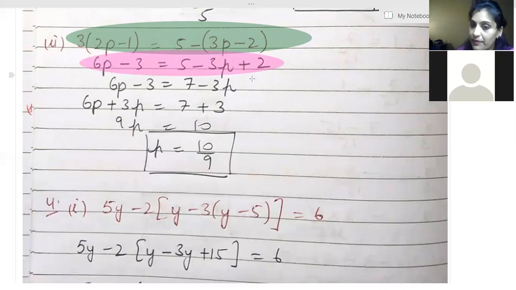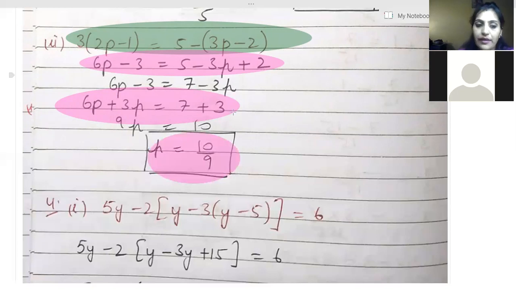5 minus 3p plus 2. Okay, so 6p minus 3 is equal to 7 minus 3p. Now 3p we will bring to our left hand side, so it becomes 6p plus 3p is equal to 7 plus 3, which simply means that 9p is equal to 10, or we can say p is equal to 10 by 9. Clear beta?